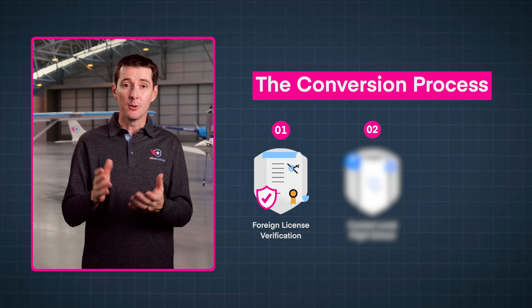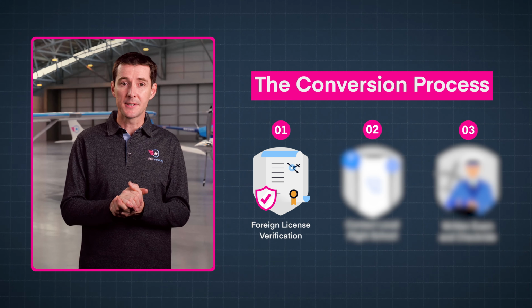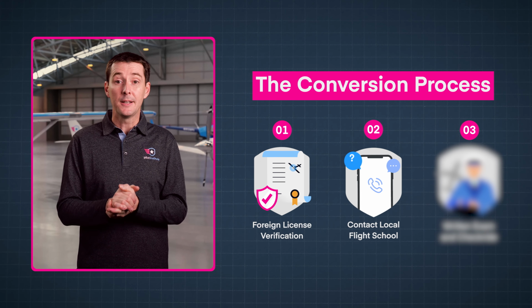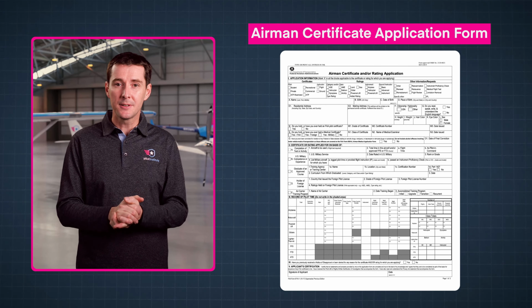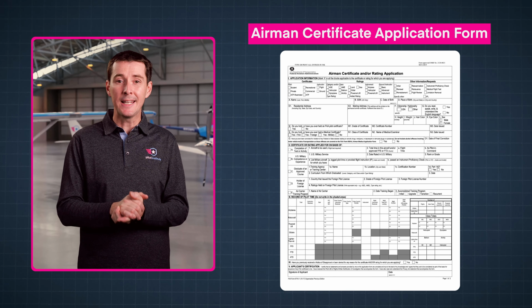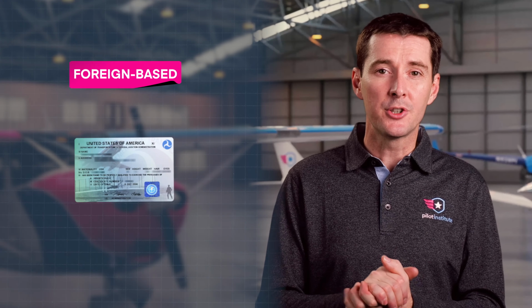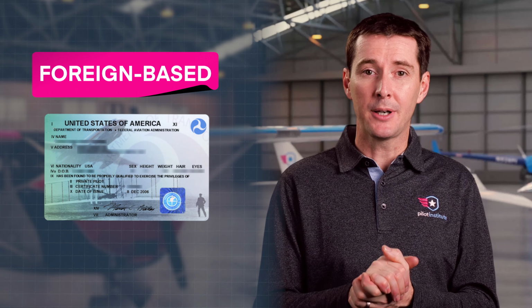The good news is that your local flight school can organize all of this, so before you head to the US, make sure you contact a local flight school. Now, you also need to complete the Airman Certificate Application Form, that's called an 8710, before you meet with the FSDO or the DPE. Now, if all goes well at this stage, the FAA, FSDO, or the DPE will issue you a foreign-based FAA pilot certificate.